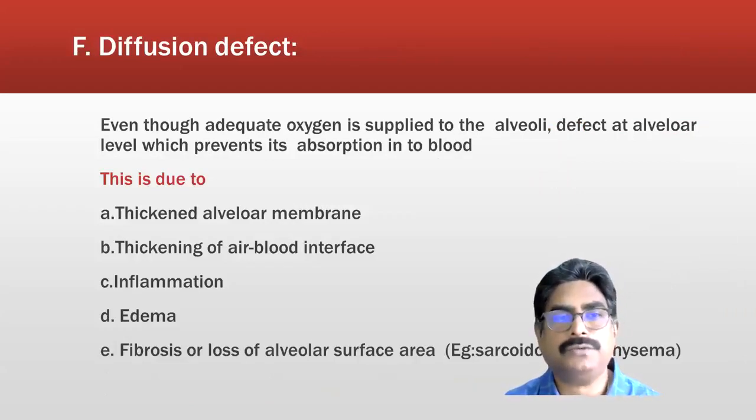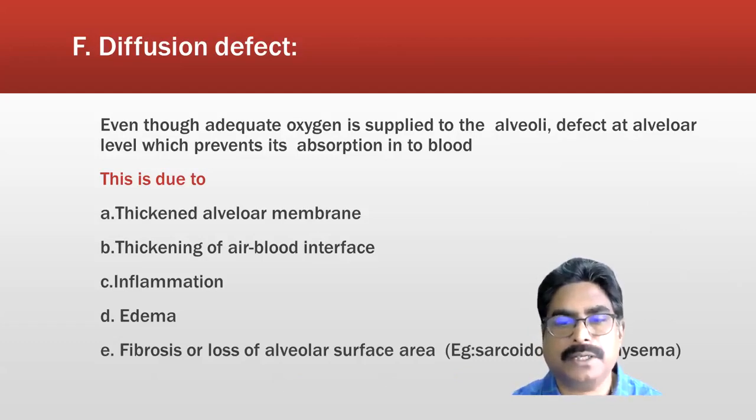Coming to the diffusion defect, even though adequate oxygen is supplied to the alveoli, if there is a defect at the alveolar level that prevents the absorption of oxygen into the blood, that causes hypoxia. It may be due to a thickened alveolar membrane, thickening of the air-blood interface, inflammatory reactions, or pulmonary edema that interferes with the interstitial space of the alveolar capillary membrane. Then fibrosis and loss of alveolar surface area occur in sarcoidosis and emphysema.